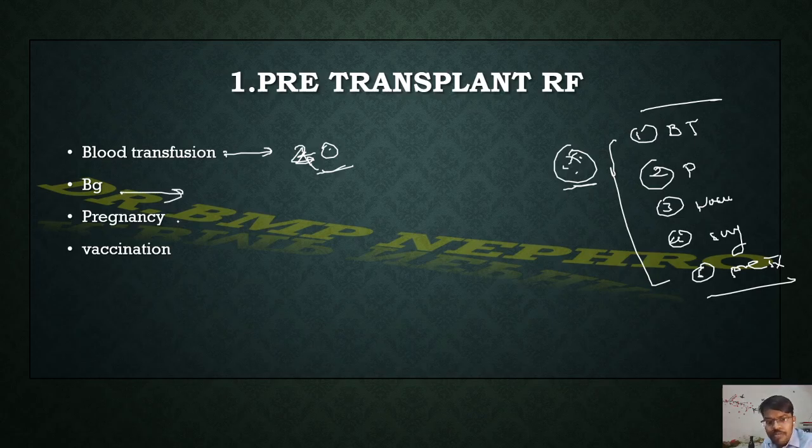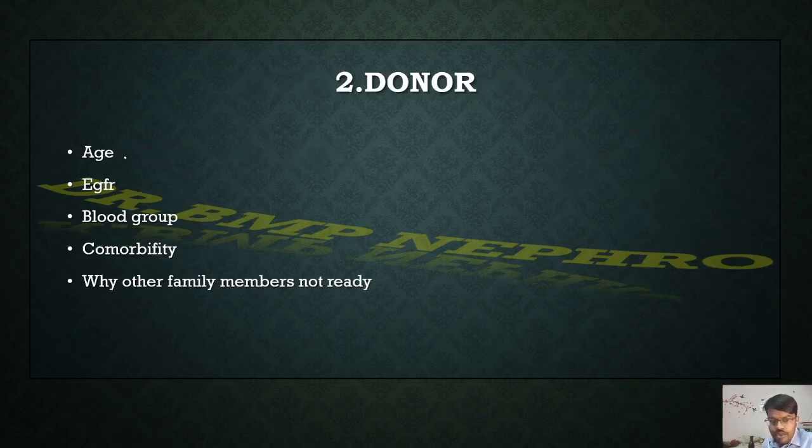What is the blood group of the patient? If the patient is female, any pregnancy, vaccination received or not, whether he is remembering or not, you have to just highlight to show the examiner that you thought along these lines. Coming to the donor, you have to tell the age of the donor, for example 45 years, 50 years, and the eGFR of the donor at the time of donation. Most educated patients will tell about the eGFR. If the patient is totally illiterate, you can mention, I have asked for this eGFR, but the patient does not remember.